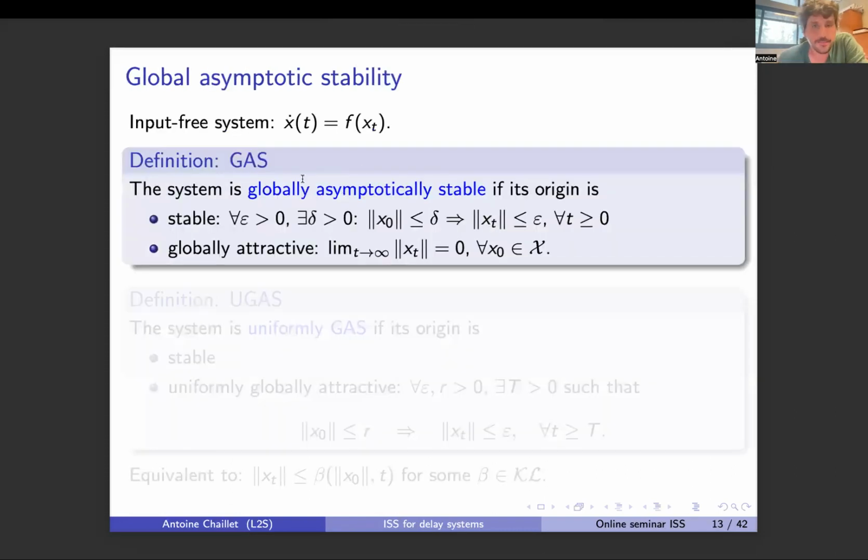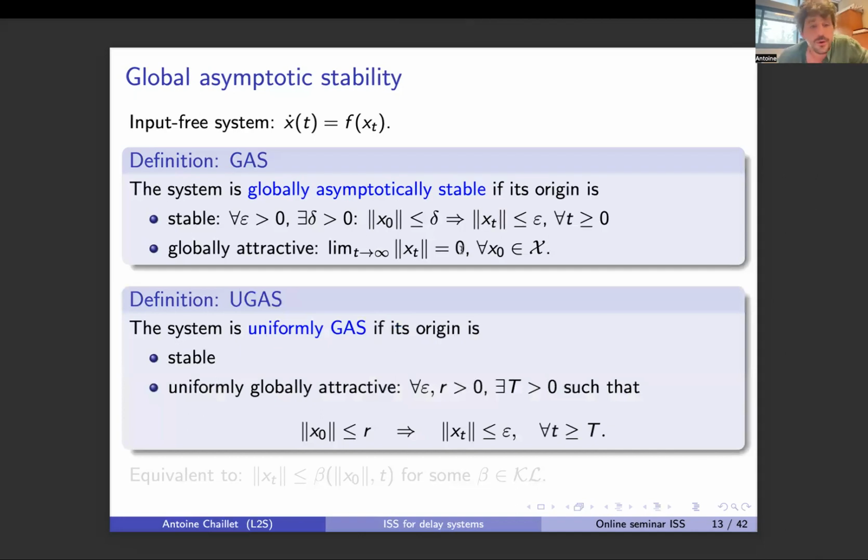Global asymptotic stability is defined as follows. I consider first input-free system, so there is no input here, and I consider this GAS property as a combination of stability, which is really the stability in the Lyapunov sense. Given any epsilon, I can find some delta such that if my initial state is in the ball of radius delta, then I remain in the ball of radius epsilon at all times. So really the Lyapunov stability, okay? But of course, here I'm using the sup norm everywhere because I'm working in this X space. And I also require global attractivity of the origin, meaning that for whatever initial state, I will eventually converge to the origin, okay? So this is really similar to the finite dimensional GAS property.